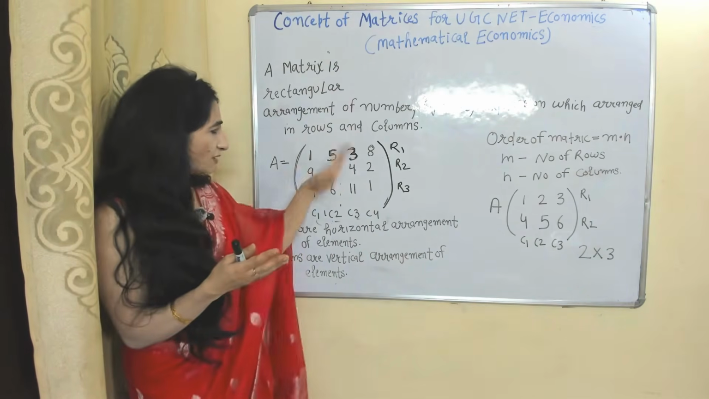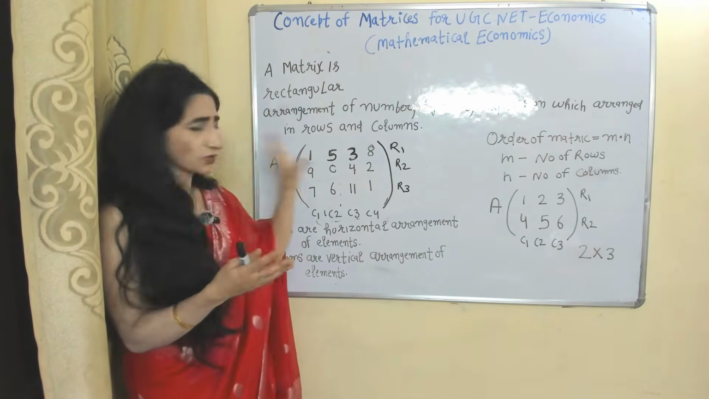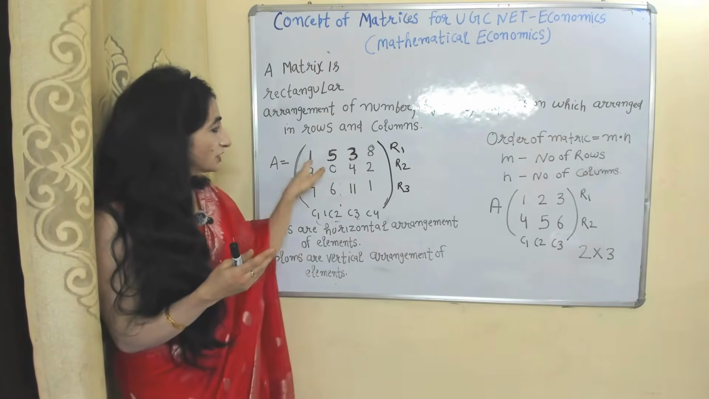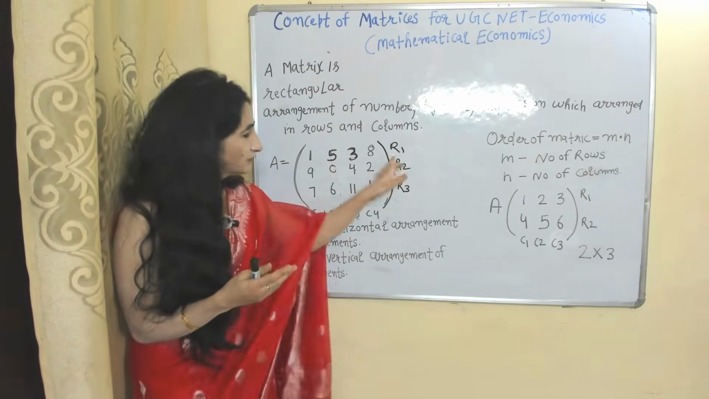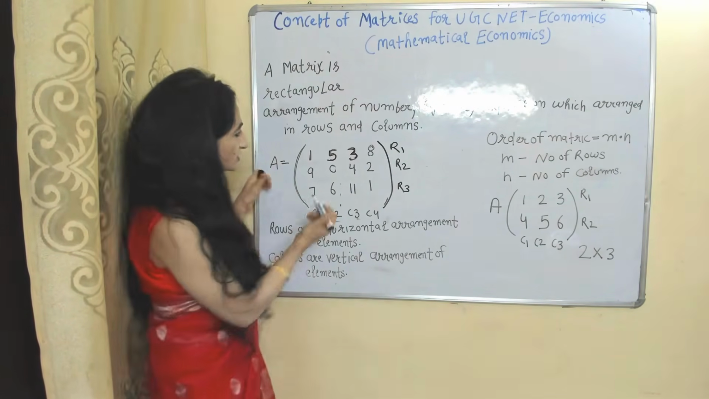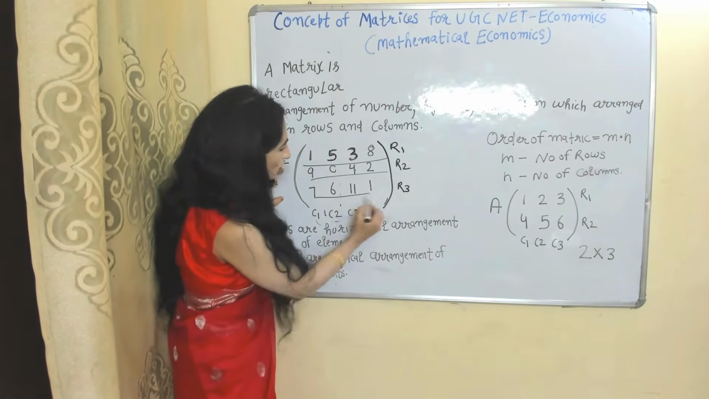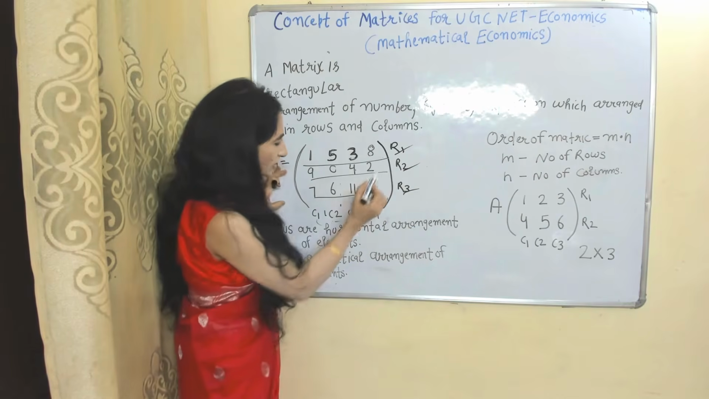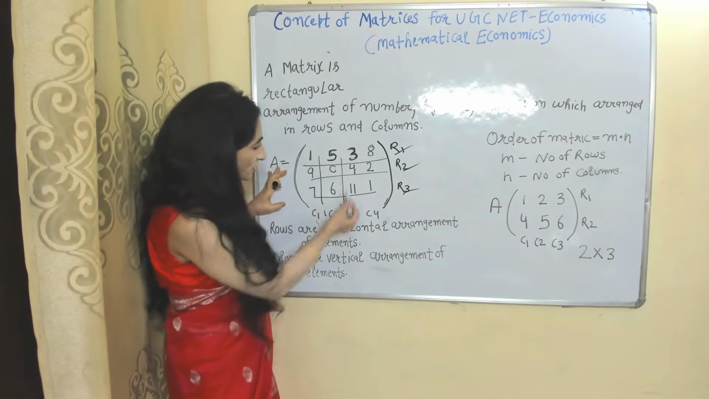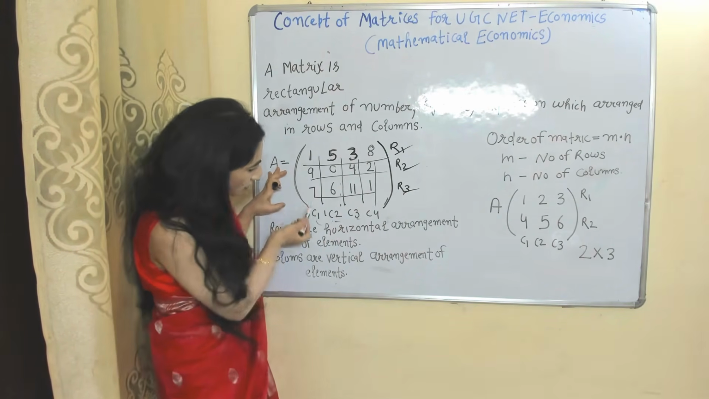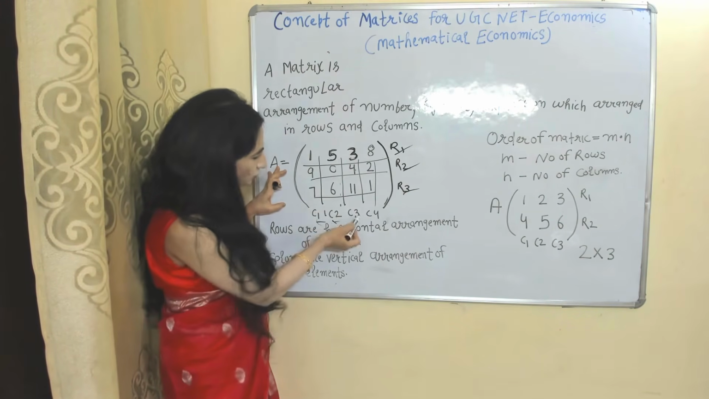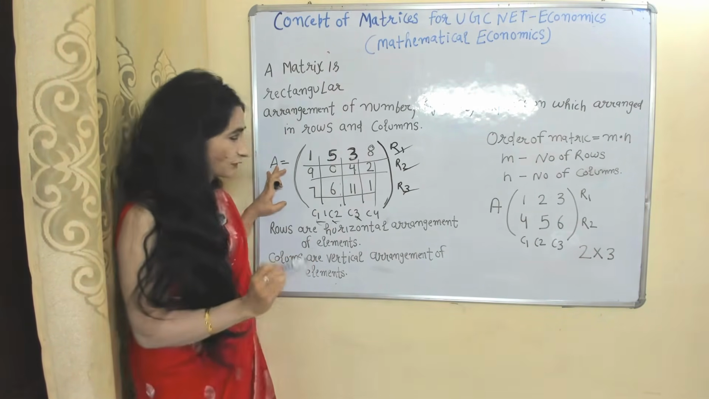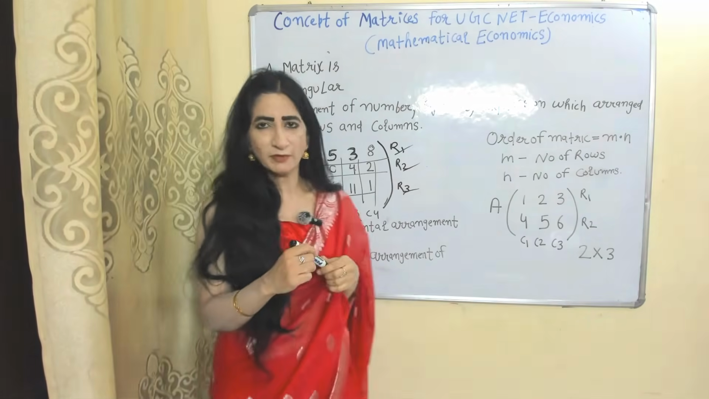Here you can see an example of a matrix which consists of rows and columns. The horizontal arrangement of elements will be called rows. So here you can see this one, the horizontal arrangement of elements will be called rows, row 1, row 2 and row 3, and the vertical arrangement of elements will be called columns, column 1, column 2, column 3, column 4.